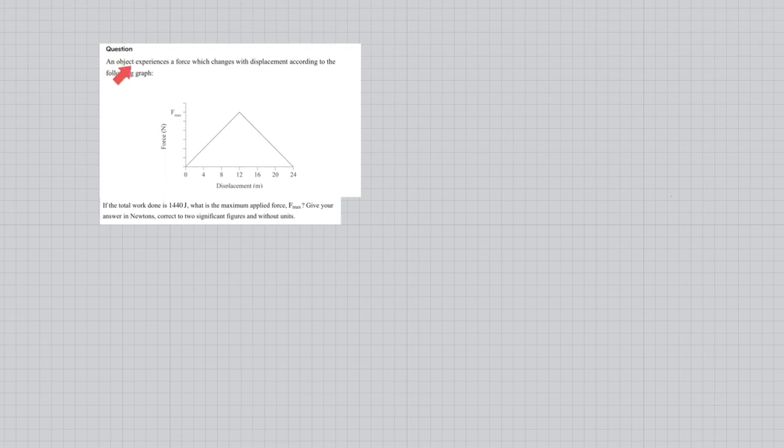This question says an object experiences a force which changes with displacement according to the following graph. And so we have this force that increases as my displacement gets larger and then decreases back down to zero as the displacement gets past 12. If the total work done is 1,440 joules, what is the maximum applied force? So force max. Give your answer in newtons with two sig figs and without units. So here's what we have to understand. We know that work equals force times displacement.